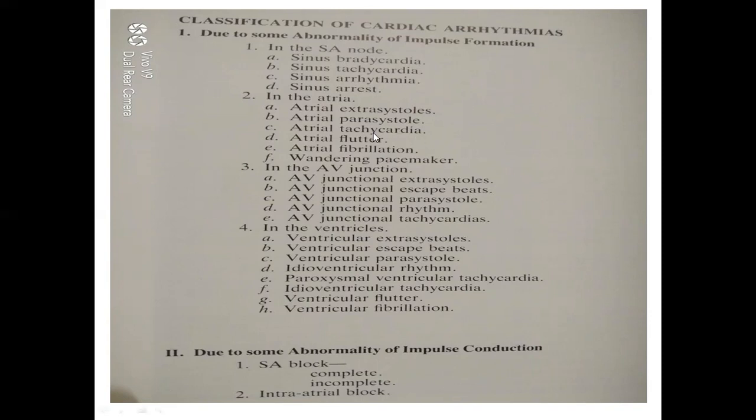Tachy means fast. Brady means slow. Arrhythmia means irregular. Arrest means stop. So when the patient's SA node stops, there is no P wave. So if the ECG is not showing any P wave in all 12 leads, it could be part of sinus arrest. Is it clear?